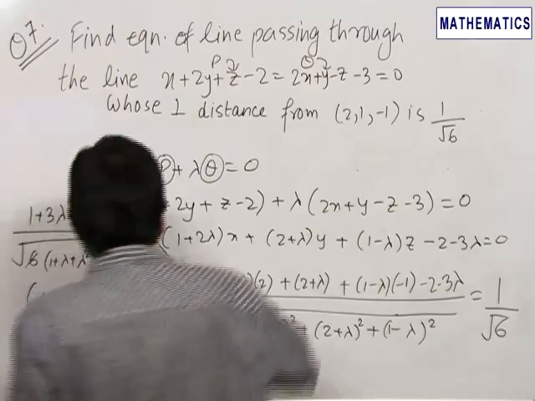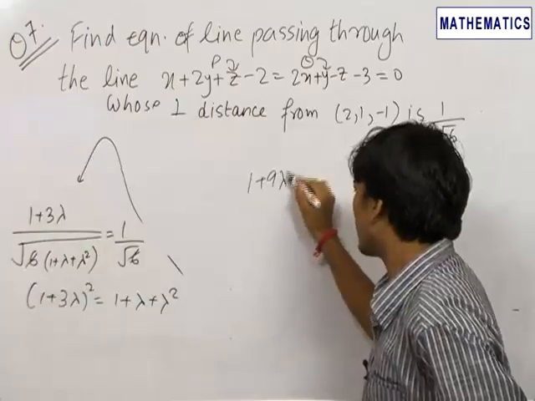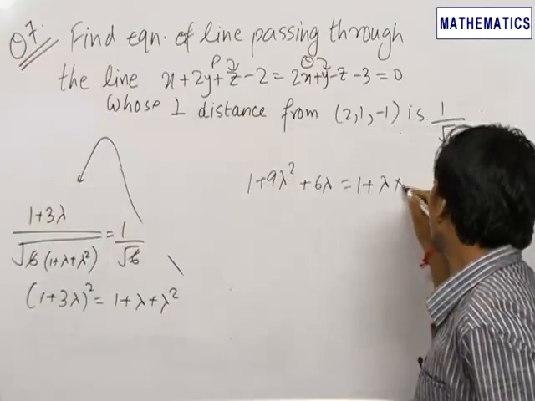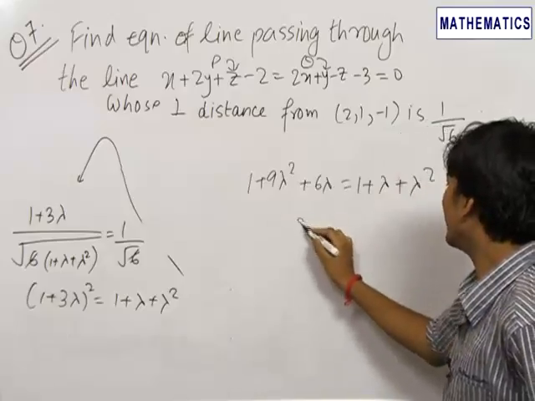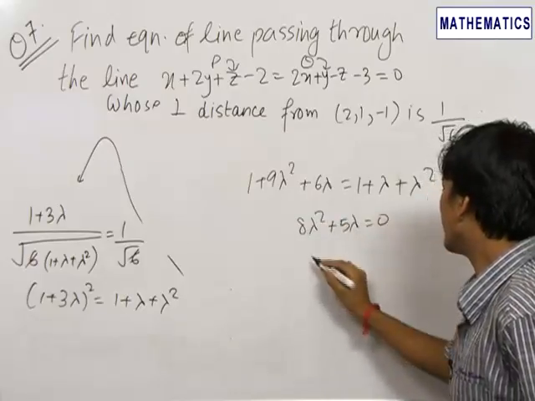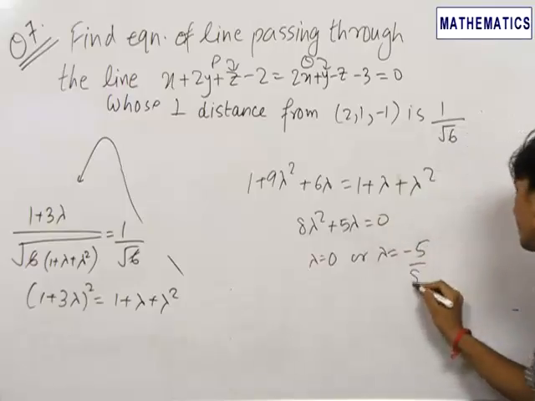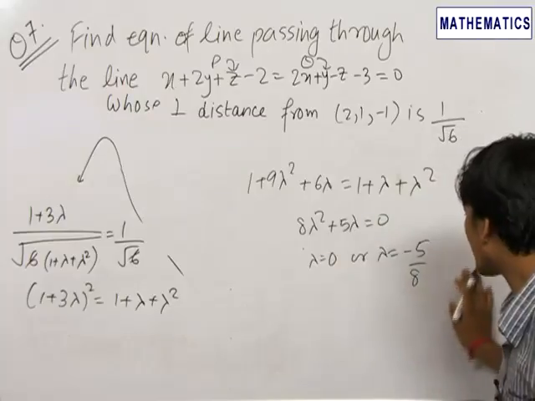Therefore on solving this we will get 1 plus 9 lambda square plus 6 lambda is equal to 1 plus lambda square. Therefore we get 8 lambda square plus 6 lambda is equal to 0, that is lambda is equal to 0 or lambda is equal to minus 5 by 8. Now we get two values of lambda over here, 0 and minus 5 by 8.